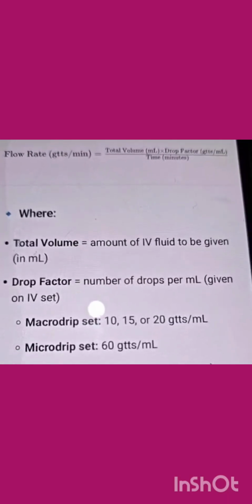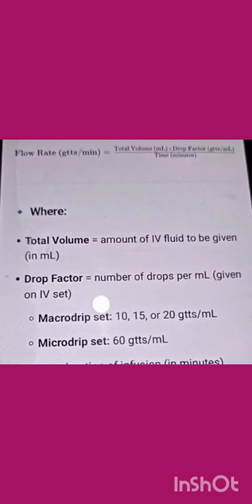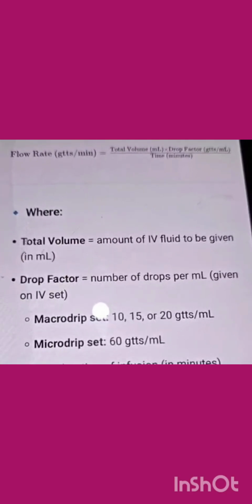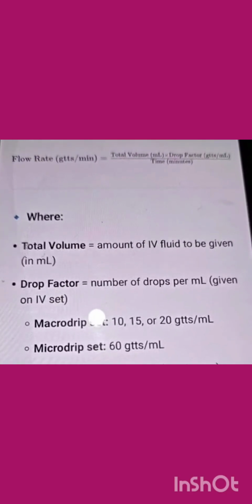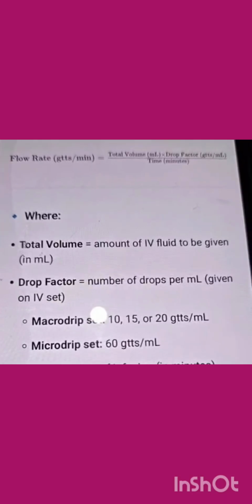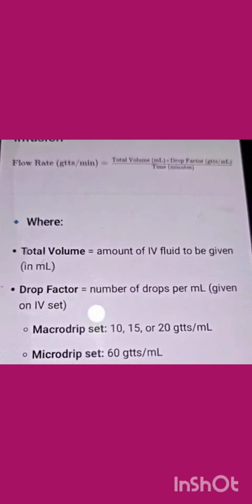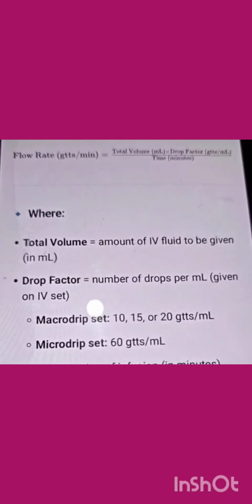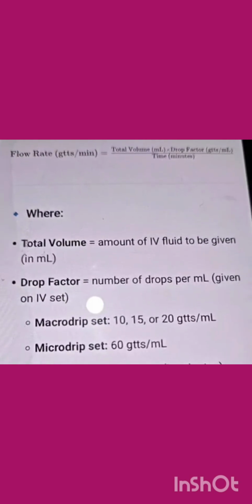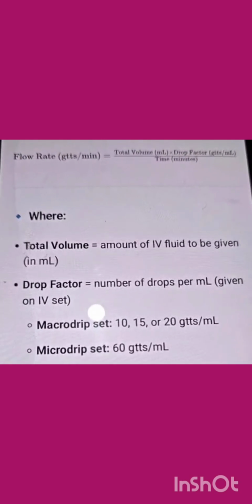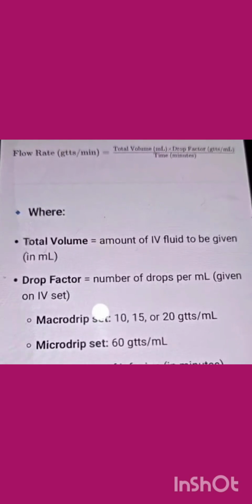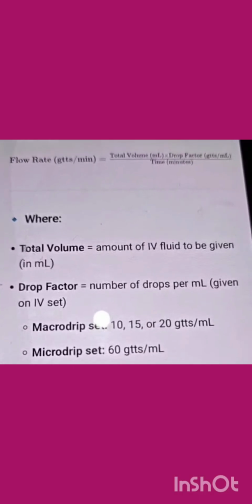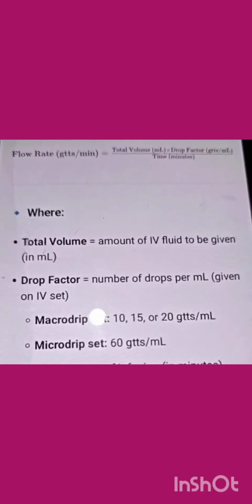Now, in order to make sure what is the exact drop factor, we have to check the label of the IV infusion set, where they will clearly tell us whether it is 10 or 15 or 20. Next is a micro drip set, which is a pediatric infusion set. So here the hole is very small, so 60 drops makes 1 ml.